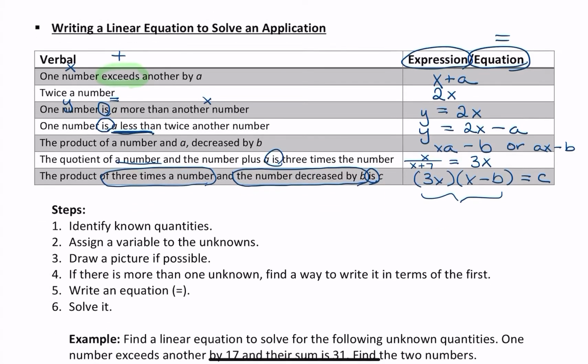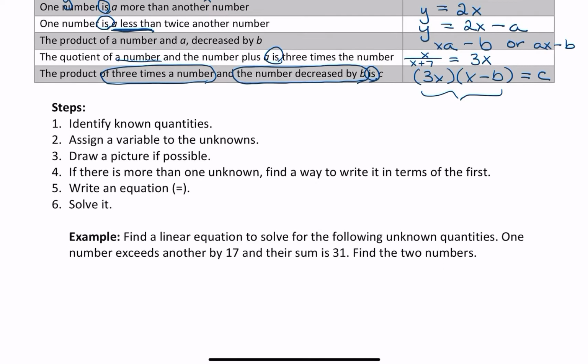Let's talk about the steps when you are given a word problem and asked to solve for something. So always identify the known quantities, assign a variable to the unknowns, draw a picture if possible. This is probably one of my favorite steps. It's amazing if you see a picture of something, how much easier it is to visualize what's going on. So whenever possible, draw a picture. The next is if there's more than one unknown, find a way to write it in terms of the first. So basically get it so you have it in one variable so you can solve. Write an equation and then solve it.